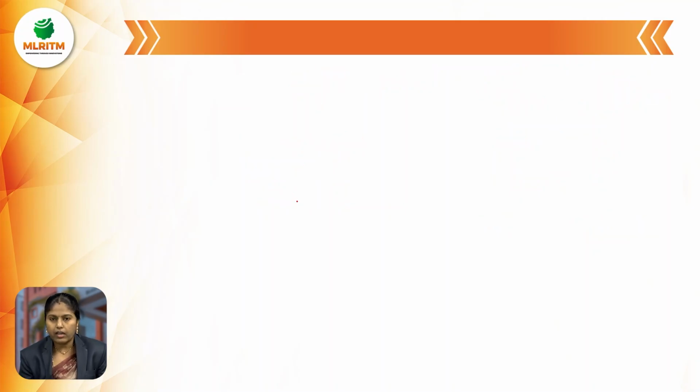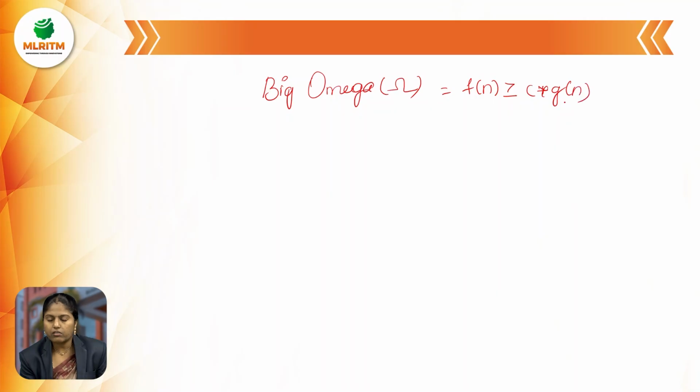The next one I am going to explain is big omega. In big omega notation, what is the condition? f of n greater than or equal to c into g of n. Here also we just have to substitute the values. In the example, they will give f of n equals 3n plus 2 and g of n equals n. So f of n, 3n plus 2, greater than or equal to c into g of n.